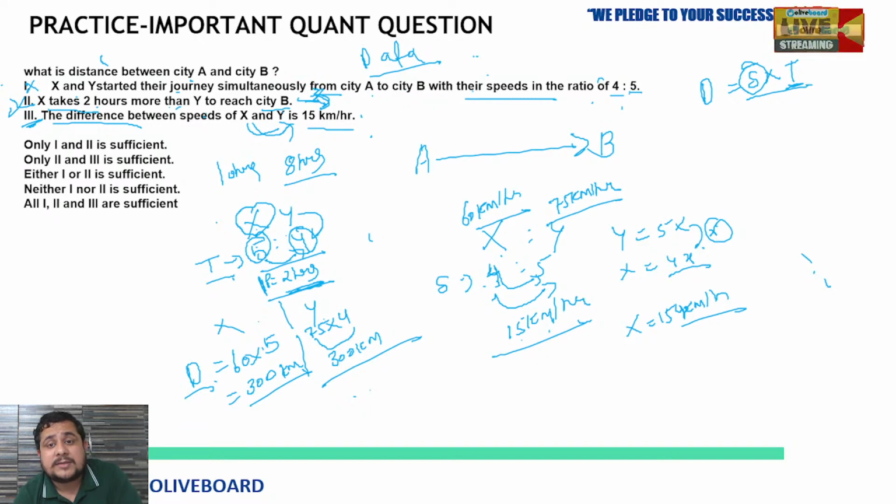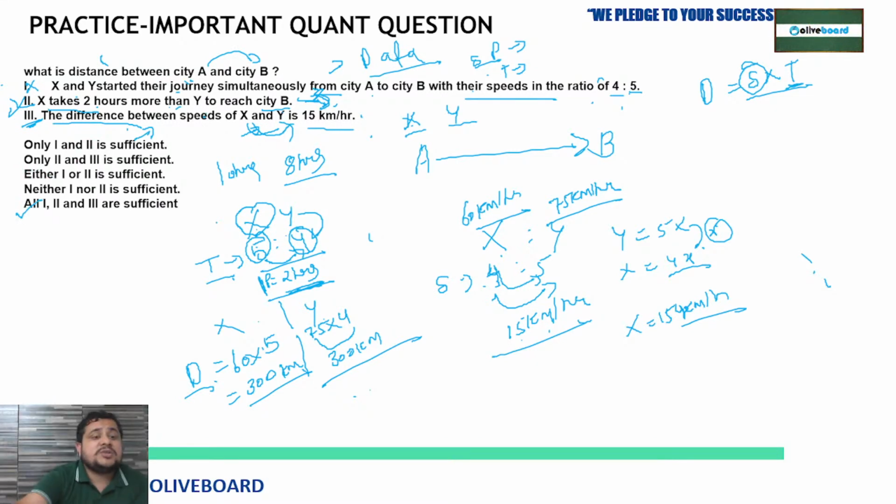City A and B, the speed ratio is given. Since the speed ratio is given and the distance is the same, we will get the time ratio also easily. And the time difference is given, so we can easily get the time also. If the time difference is given and we know the time ratio, and the speed difference and speed ratio are also given, we can get the speed of X and Y, and the time for both X and Y. So we can easily get the distance of A and B, or not? Yes. So we can say that all these statements together are sufficient, means 1 and 2 are both needed to answer this.